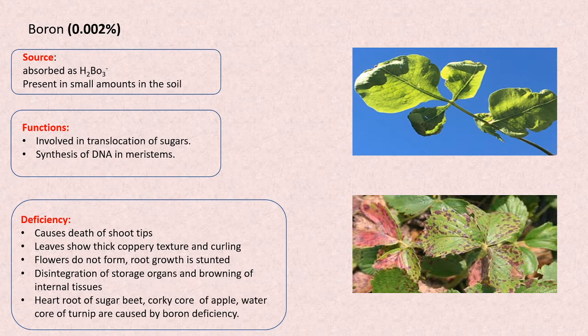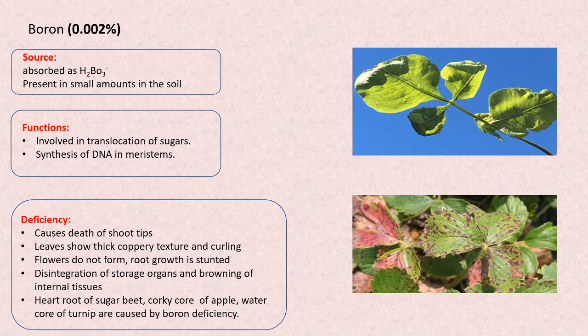And what are the deficiencies caused by this boron deficiency? Boron deficiency causes death of shoot tips. The leaves show thick coppery texture. You can see here the leaves show thick coppery texture. These leaves are showing the thick coppery texture, and they are also showing curling. See, you can clearly see here. Okay, so thick coppery texture and curling are seen in the leaves with the boron deficiency, and flowers do not form, and root growth is stunted.